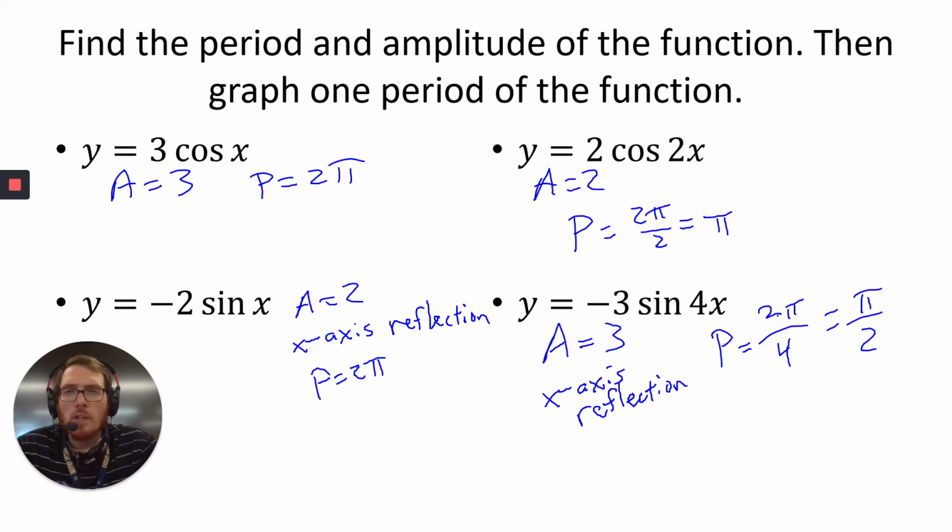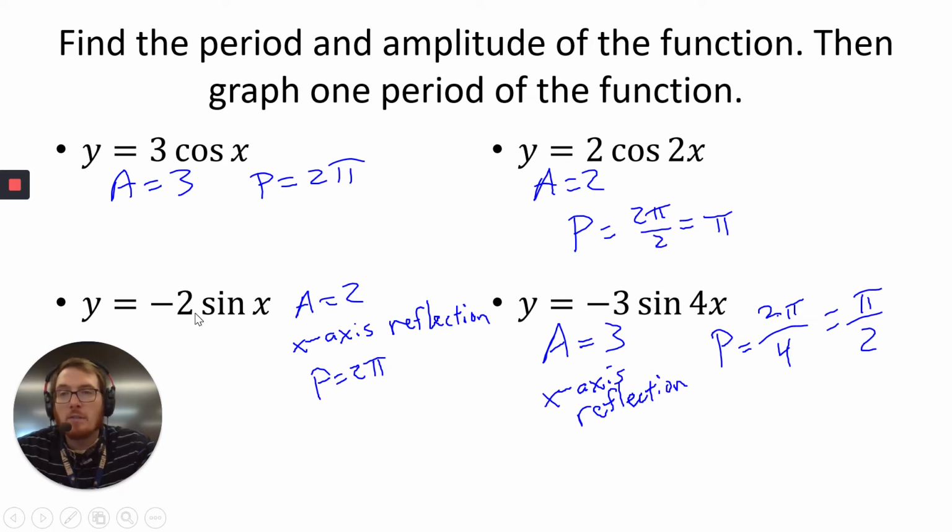Okay, there's 4 questions here. We're looking for the period and the amplitude. I didn't graph any of these things here. A lot of your questions have the graphs for you to look at, so my focus is on the other pieces. For this first one, the amplitude is 3 because the number out front is a 3. The period is 2 pi because there's no number in front of x inside of the trig function, so that's why it's 2 pi. Amplitude is 2, period here is pi because 2 pi divided by 2 would be pi.